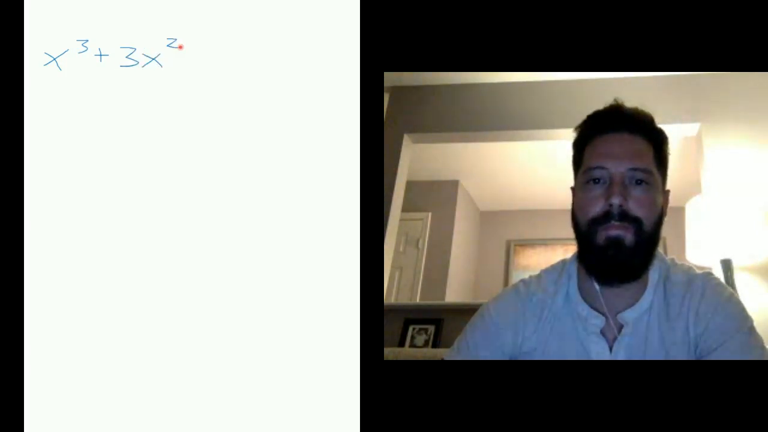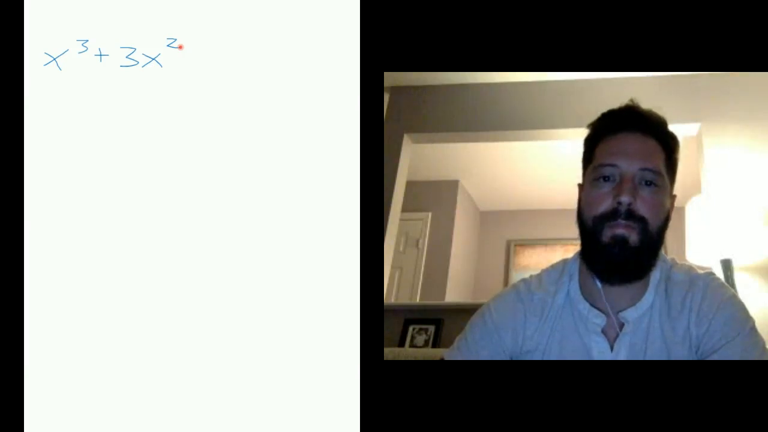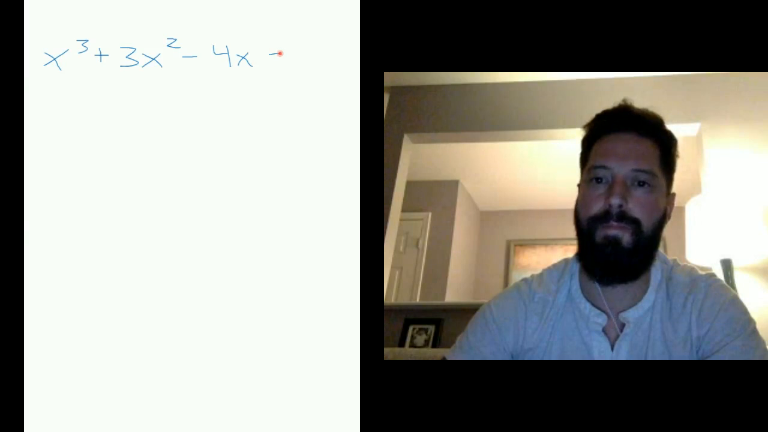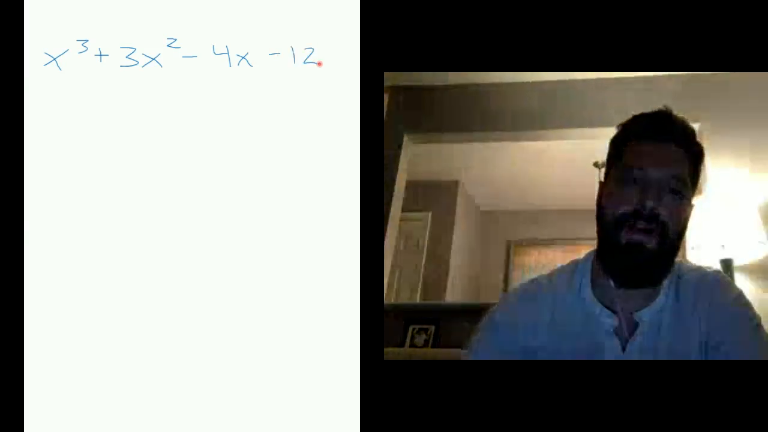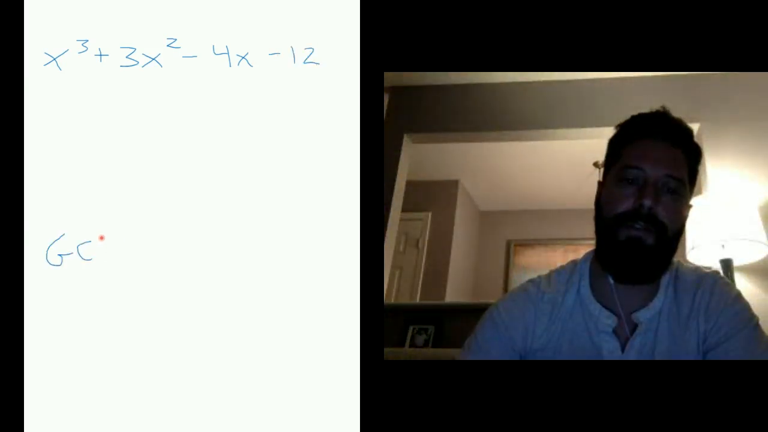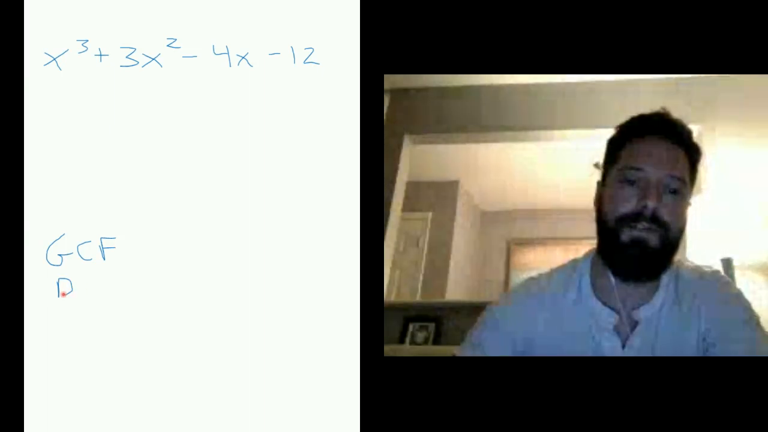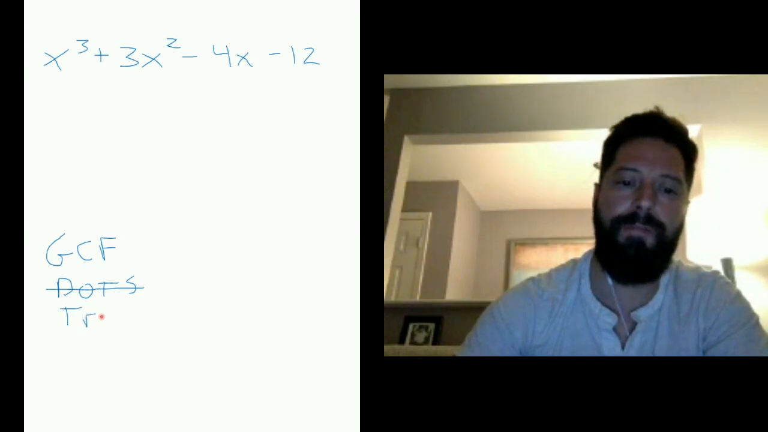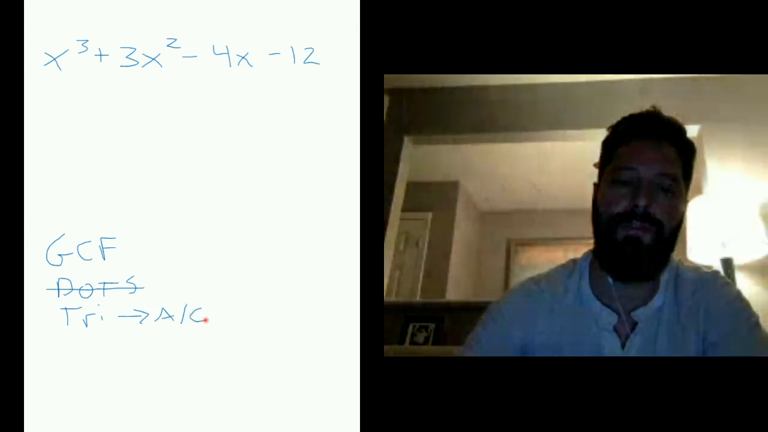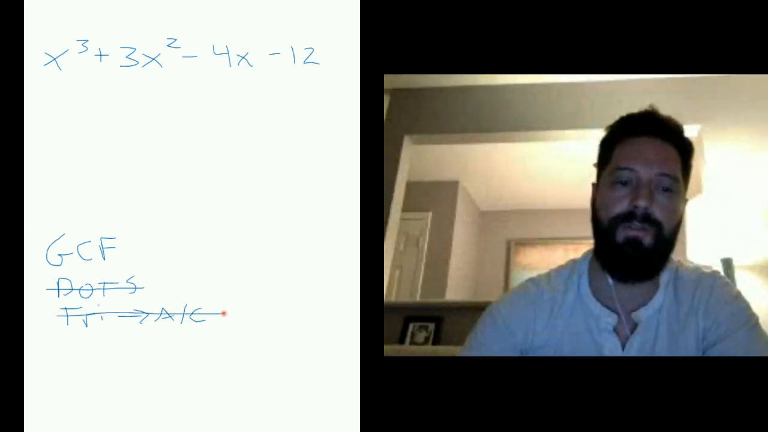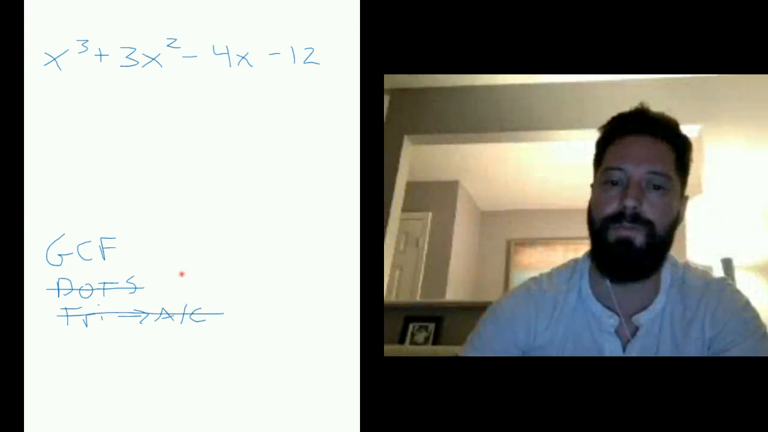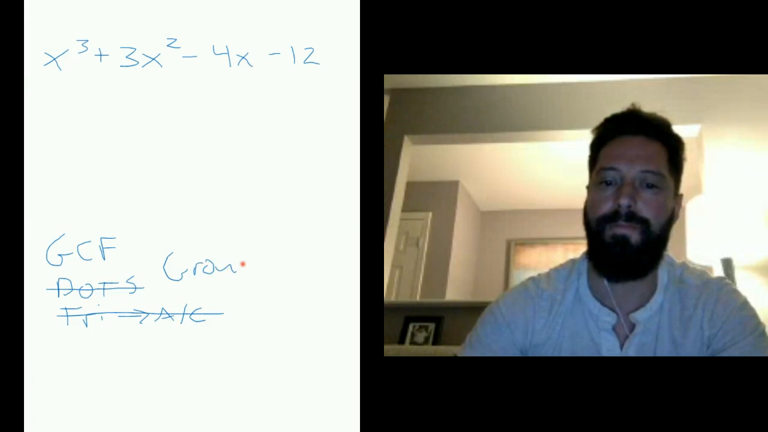Okay, we have choices to factor. GCF, dots. It cannot be dots because there's not two terms. Trinomial, which is the AC method, is also for trinomial. It can't be because it's not three terms. So in this situation, we're going to use grouping. Well, first we're going to check if there's a GCF. There is no GCF between the 1 in front of x cubed, the 3, the 4, and the negative 12.